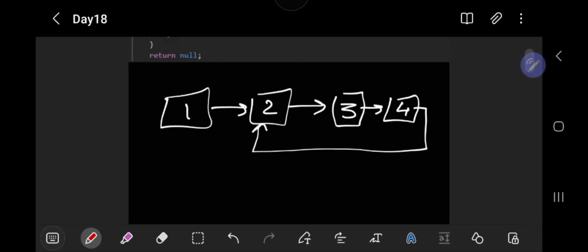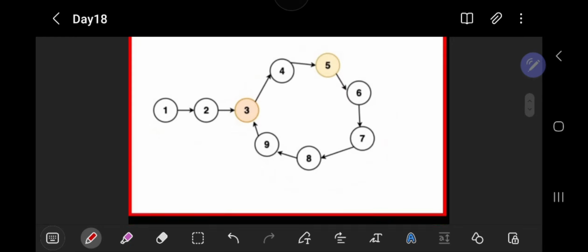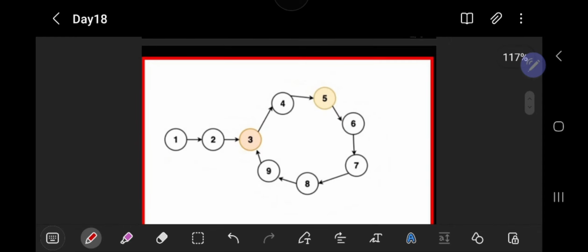So let's now come to the intuition, or why this is happening. This will be our starting point, so we want our final answer as 3. I took this example in the previous first problem also. So we saw that both slow and fast will be meeting over here. Initially slow and fast both will be over here. Now imagine your slow is over here.